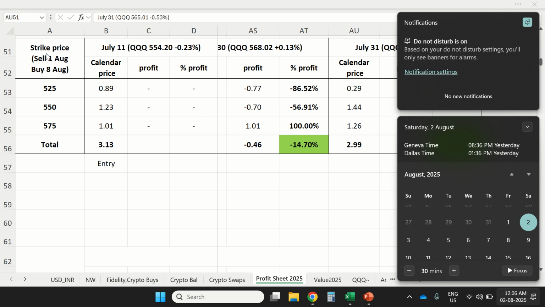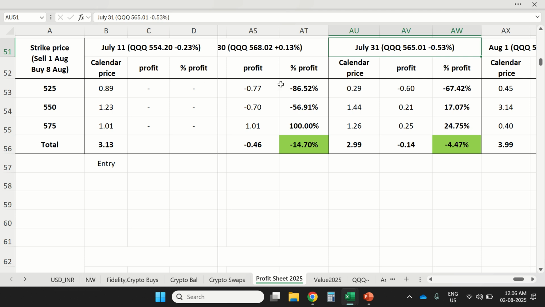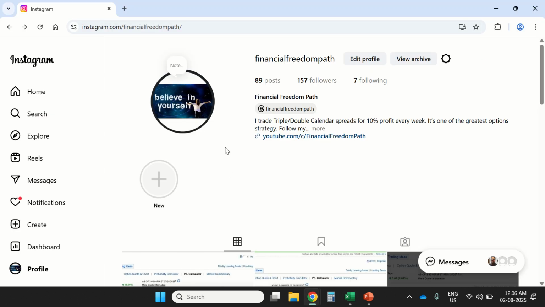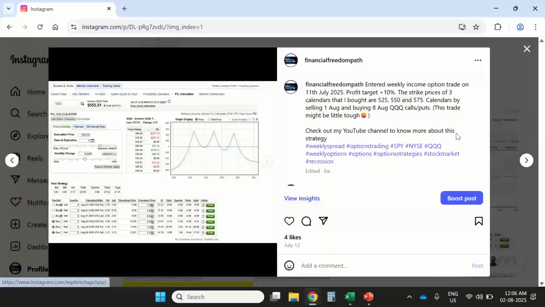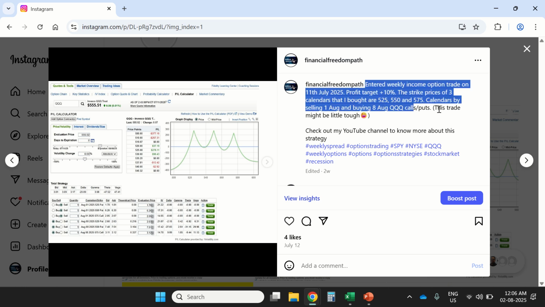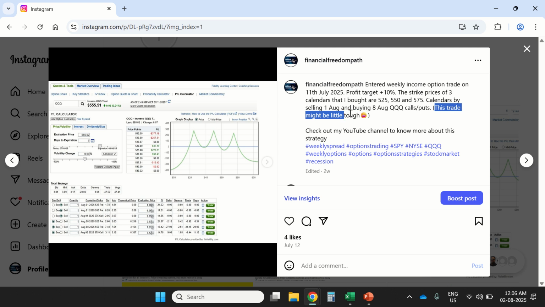So near earnings we can go 1 week more. If we have more time, the selling leg will depreciate after the earnings, so that is one good way you can make profit. I knew about this, that's why when I posted about this on my Insta, this is my trade entry. As I told you, I post my real time trades on Insta, Twitter, Discord, everywhere. So this is how I post my entries. And I told you that time also this trade might be a little tough, and the reason is earnings only.